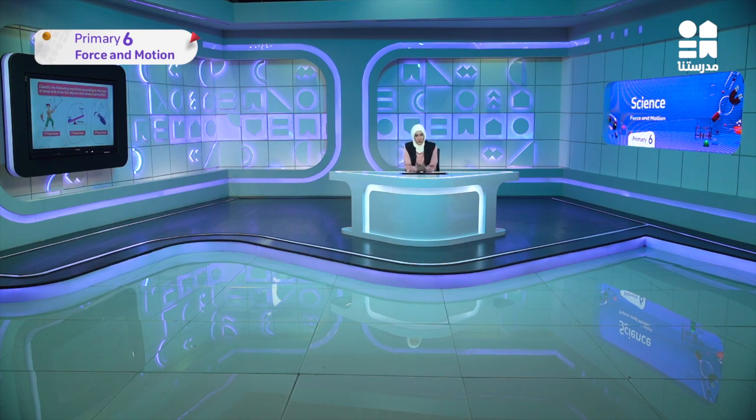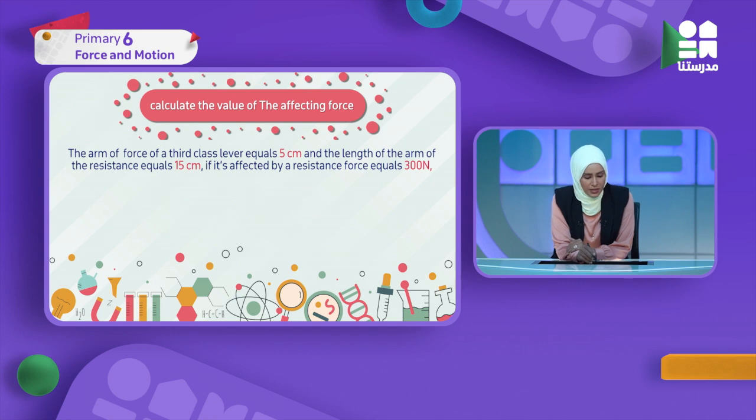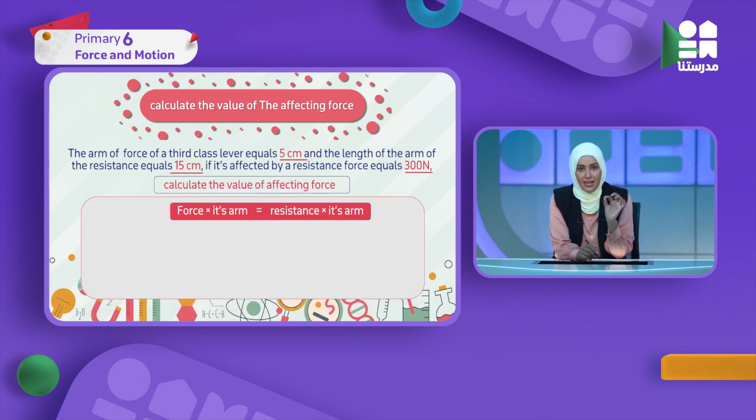طيب the last question I want you to try this problem with me. Calculate the value of the affecting force. The arm of the force of a third class lever equals 5 centimeter and the length of the arm of the resistance equal 15 centimeter and it's affected by a resistance force equal 300 Newton. أول حاجة هنعملها underline your numbers then write your rule. الرول بتاعتي بتقول إيه؟ force times its arm equal resistance times its arm.